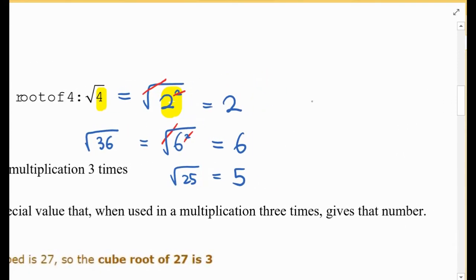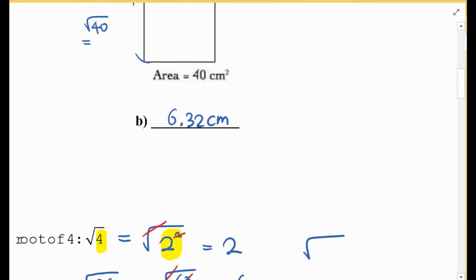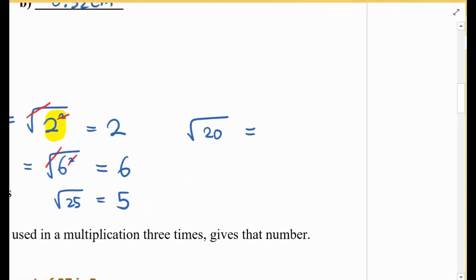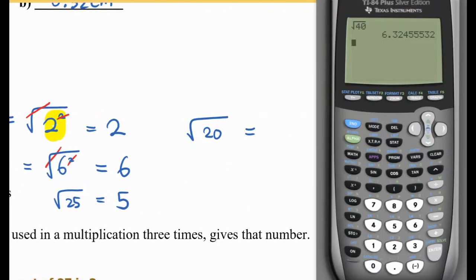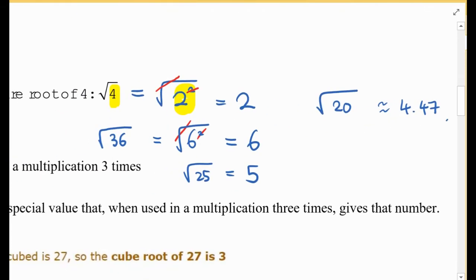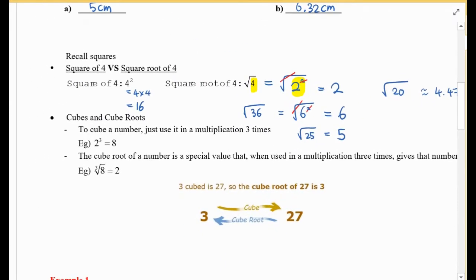Okay? And again, everyone, if you have the square root of a non-perfect square number, for example, like we just found the square root of 40. So for example, when you have the square root of 20, you can simply put this into your calculator. Square root of 20. And find the answer, which is about 4.47. So this is how you find the square root of a number.